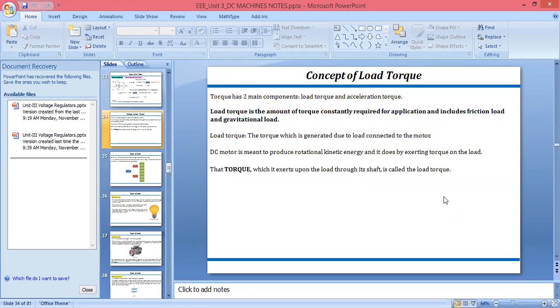So firstly we have to see what is meant by load, which load we are using in DC machines. DC motor और DC generator के साथ हम कौन से लोड यूज कर रहे हैं. Firstly we have to learn this thing.